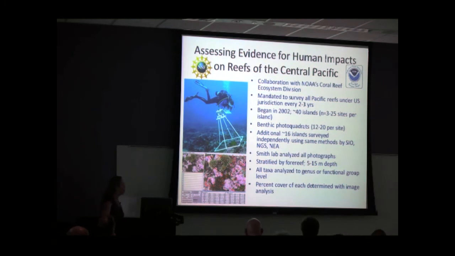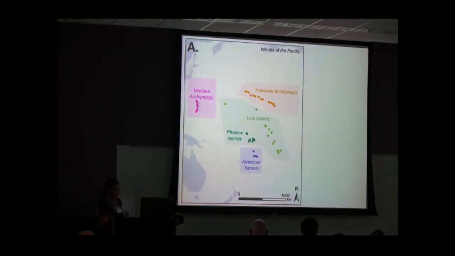So through a collaboration with CAMEO, or through a CAMEO grant, which is jointly funded by NSF and NOAA, my lab has been analyzing all of these benthic photoquadrats. So thousands of benthic photoquadrats have been analyzed. And we've specifically stratified our analysis to the 4 reef habitats at depths between 5 and 15 meters, and all taxa have been identified to the genus level.